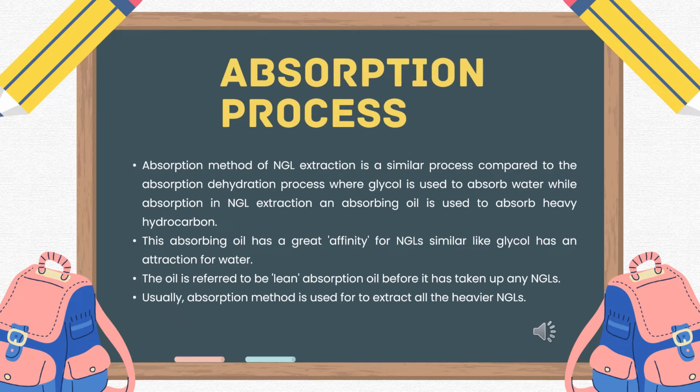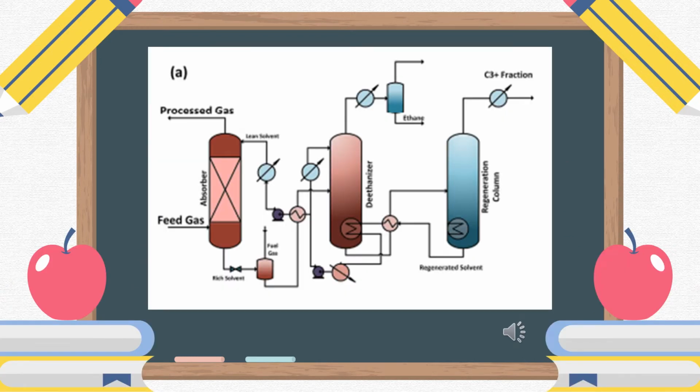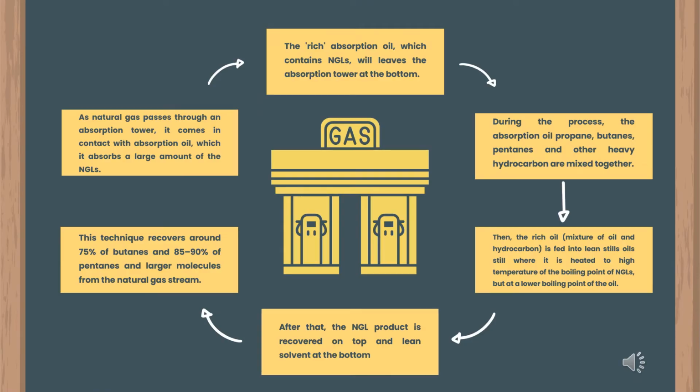The oil is referred to as lean absorption oil before it has taken up any NGLs. Usually, the absorption method is used to extract all the heavy NGLs. The figure shows the basic schematic diagram of the absorption process. As natural gas passes through an absorption tower, it comes in contact with absorption oil, which absorbs a large amount of the NGLs.